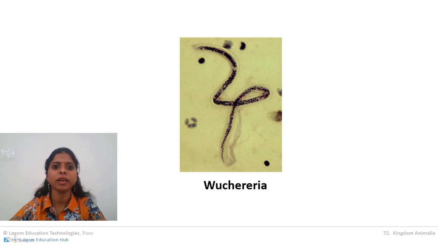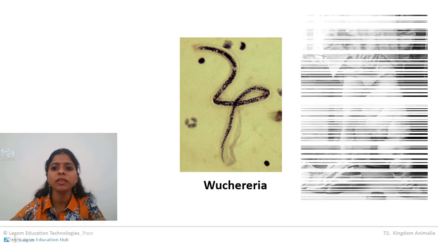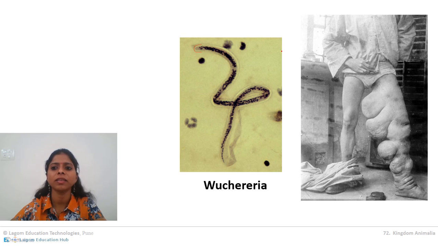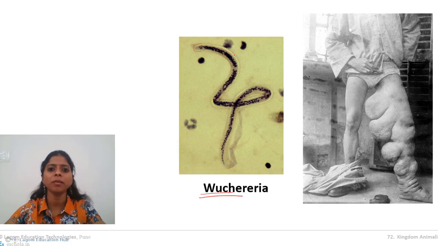Now, Wuchereria is a very dangerous parasite in human beings. See, first of all, it is such a small animal. It is such a small nematode, but it is responsible for a very dangerous disease. This is that disease, and it is called elephantiasis. Wuchereria is the animal, it is included in the nematoda, and it is responsible for this elephant leg disease, generally called elephantiasis.